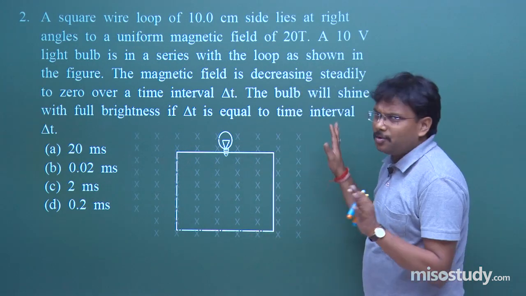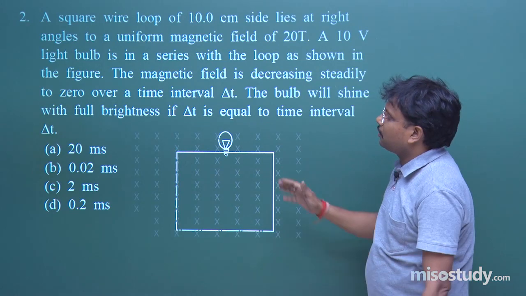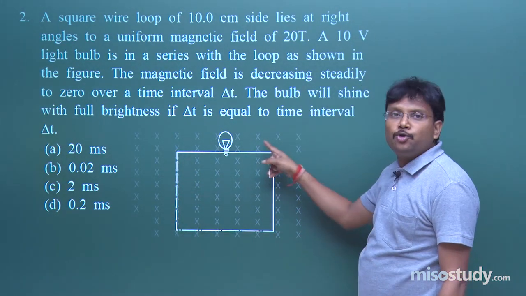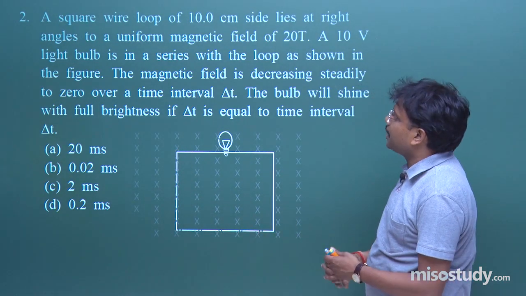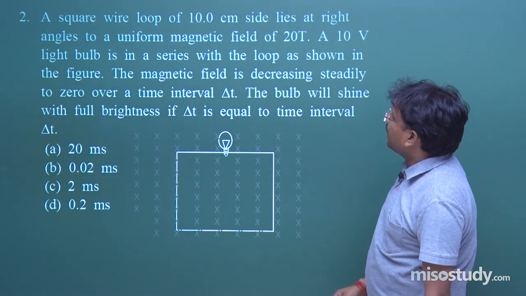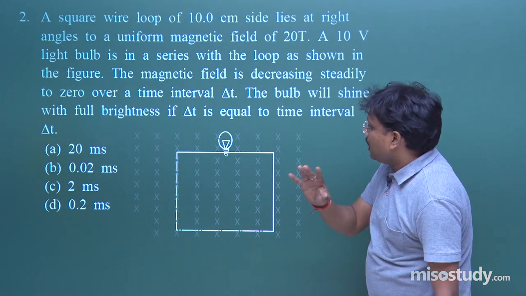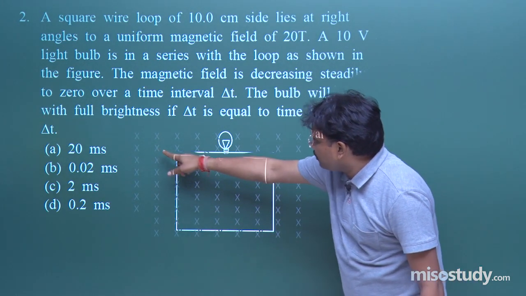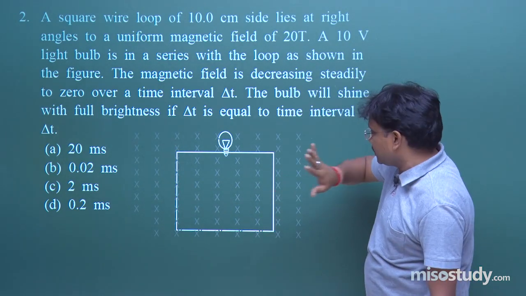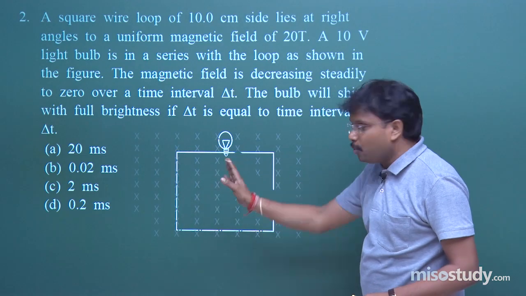Now, this question is not a difficult one, just because of the language this question is long, otherwise it is a simple question. A square wire loop, you need not imagine anything, everything is mentioned in this diagram, of 10 centimeter sides lies at right angles to a uniform magnetic field of 20 Tesla. I hope these small crosses are visible to all of you. This is just a representation of the magnetic field perpendicular to this green board, going inside.